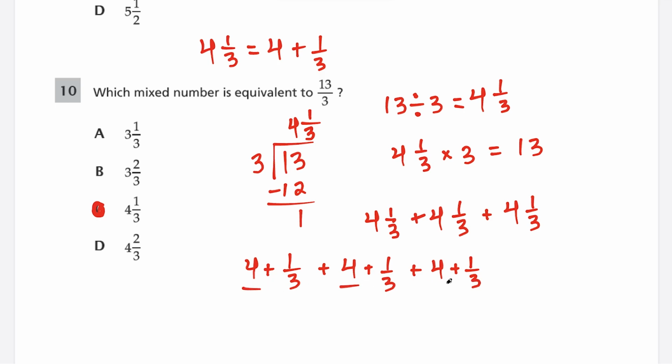And now with addition, the order does not matter. We say that addition is commutative, which means we could just add any order we want. So let's say I do 4 plus 4 plus 4. I would get 4 plus 4 is 8, and 8 plus 4 is 12. And then if I add the fractions together, I have 1/3 plus 1/3 plus 1/3. I add the numerators, 1 plus 1 plus 1 is 3, and I keep the denominators the same. And now this would give us 12 plus 3 divided by 3 is 1, and 12 plus 1 is 13. So this checks out. This shows here that our division was correct, that 13 divided by 3 is 4 1/3.